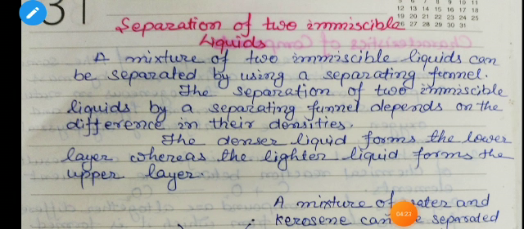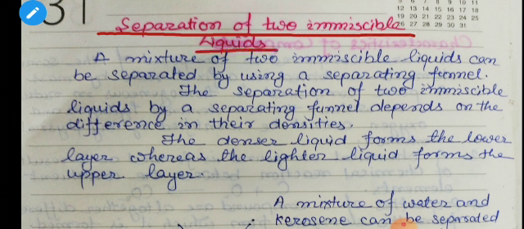Now students, we will discuss another method, that is the separation of two immiscible liquids. Students, first of all, try to understand what immiscible means. Immiscible means which do not mix with each other. For example, water and oil are immiscible liquids. So in these cases, students, how will we separate both the constituents from the mixture?